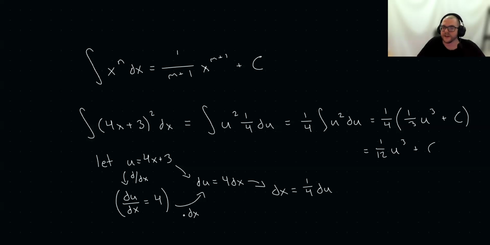Again, I don't know c, so I don't know 1/4 times c, so I'll just keep writing it as c rather than 1/4 c. And ultimately, my answer here should be in terms of my original variable, so I need to put back the x using my substitution, right? We had said that u was 4x plus 3. And so we put that back.